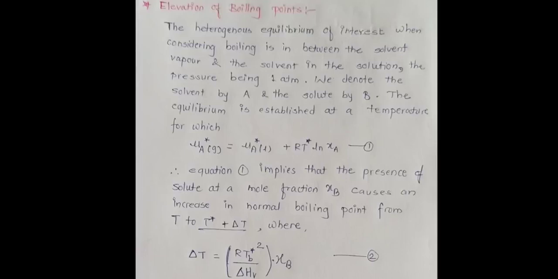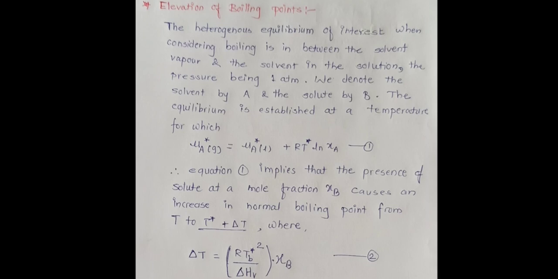We have discussed earlier the colligative properties and four types of colligative properties. Colligative properties are the properties which depend upon the number of solute particles or the constituent of the matter. And we have seen in the last video, there are four types of colligative properties. First one is the elevation of boiling point. Second one is the depression in freezing point. Third is the lowering of vapor pressure. And last one is the osmotic pressure.